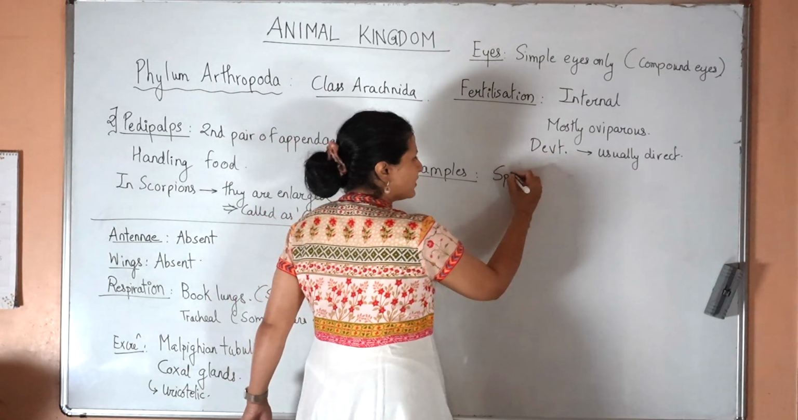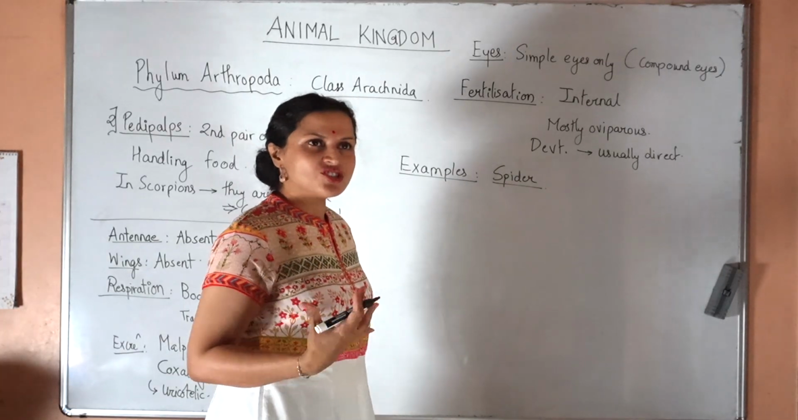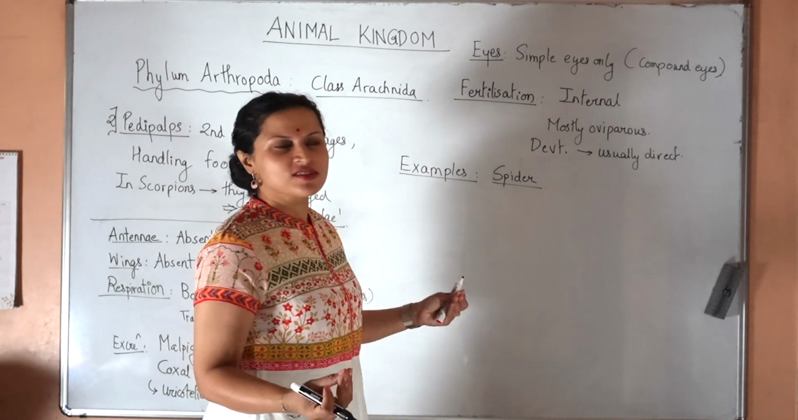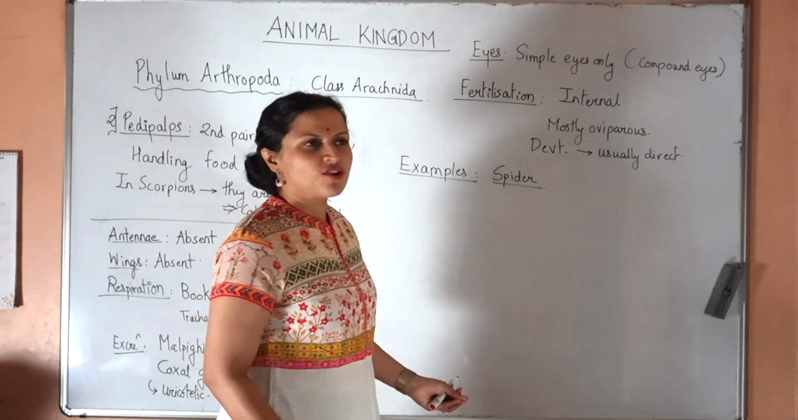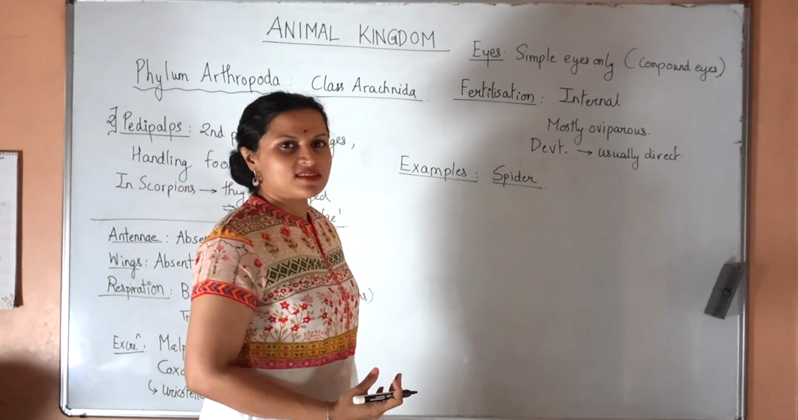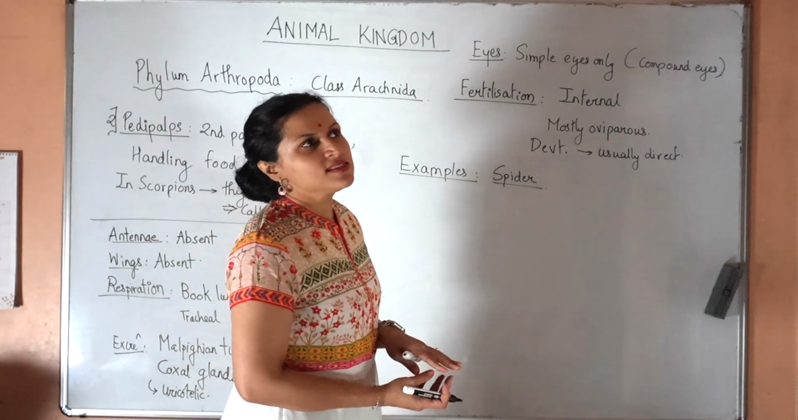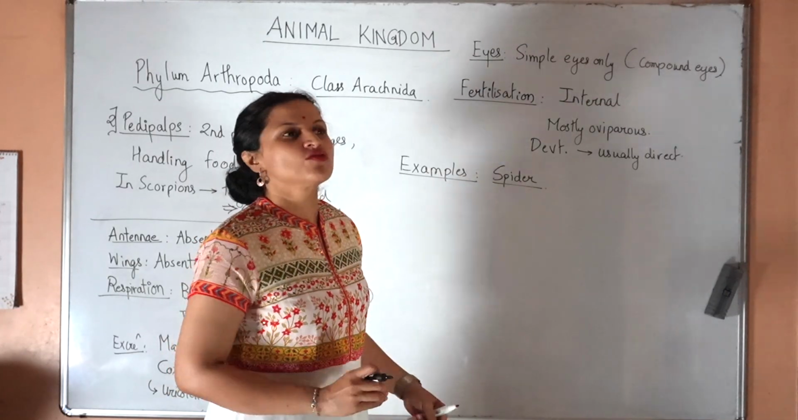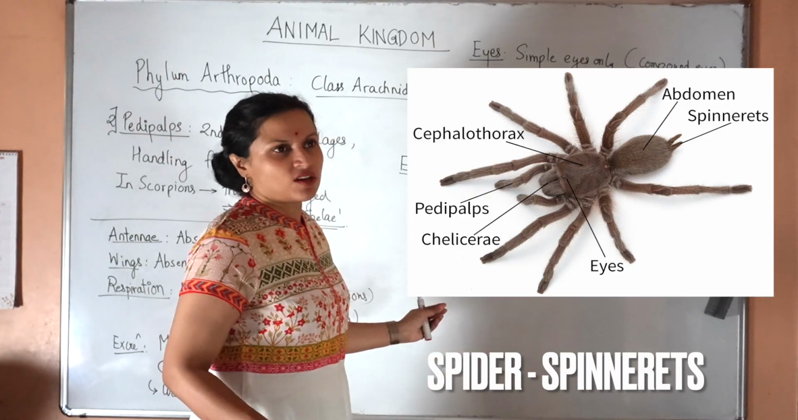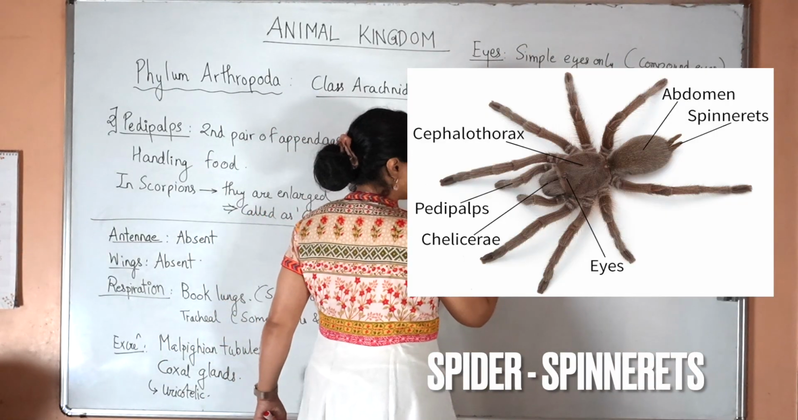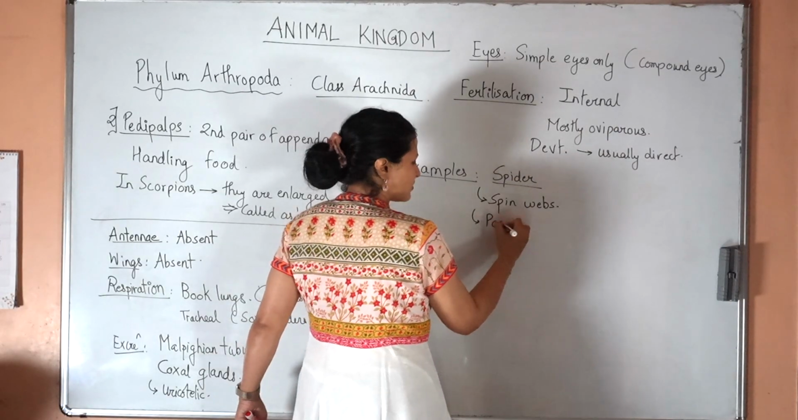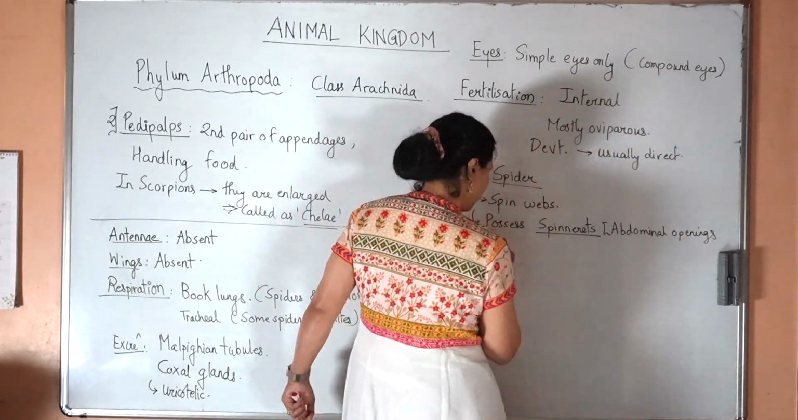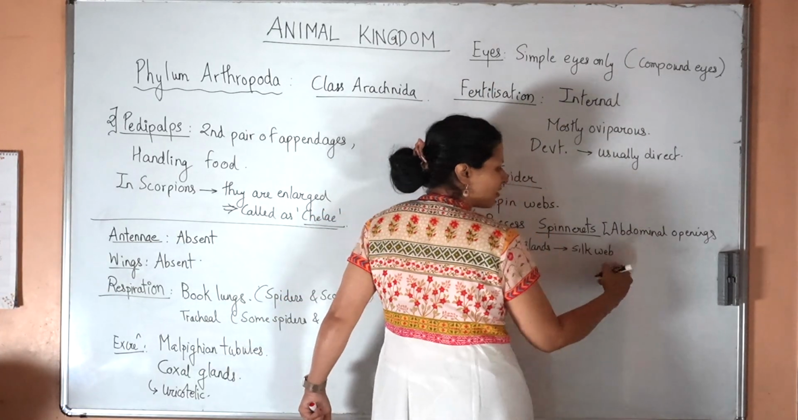Most importantly, spider. Spider has one special additional feature, and that is the presence of silk glands, which produce the proteinaceous silk from which they make their webs for capturing their prey. They have these silk glands located in their abdomen, and these silk glands open out from the abdomen through openings which are called spinnerets, through which this silk thread is given out. So spider is known to spin webs, possess spinnerets. Spinnerets are abdominal openings of silk glands through which silk web is woven.